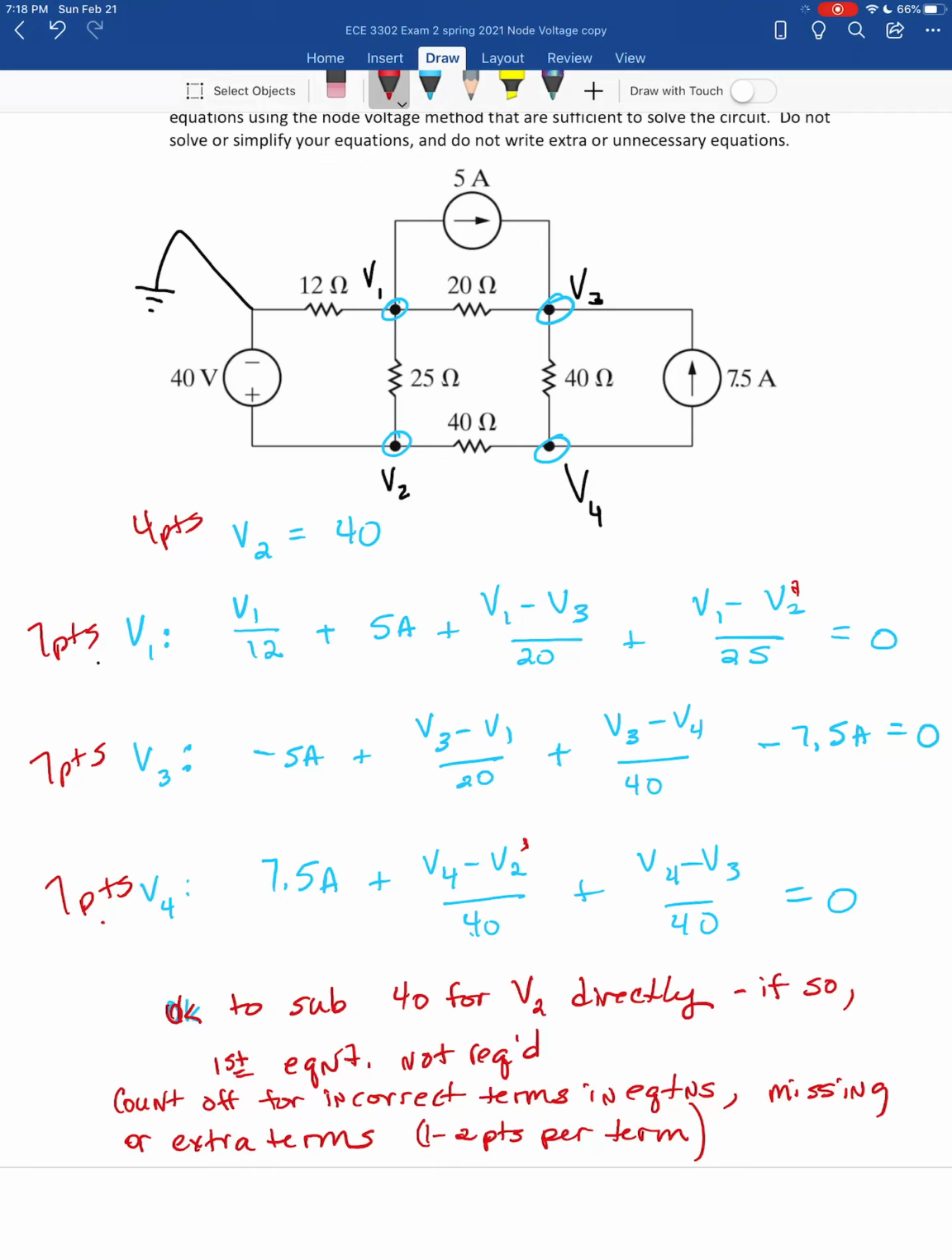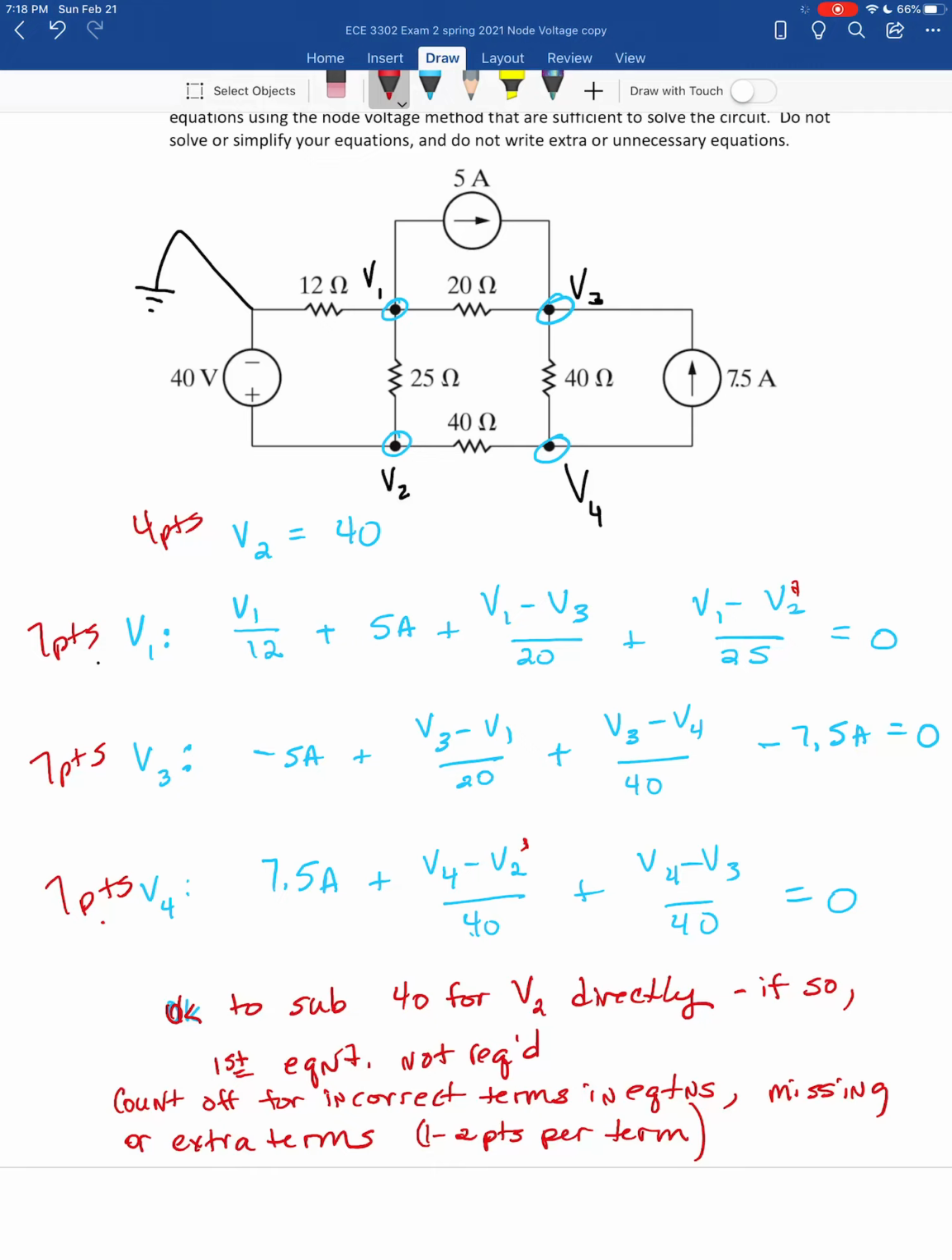If you had missing terms or sign errors in your terms, or one of the particular equations was incorrect, we looked at counting off about 1 to 2 points per term. So in other words, if you missed the 5 amps here, then we would count a couple of points off for that equation being incomplete. If you just missed the ballpark completely and didn't actually write node equations or didn't understand how to write node equations, I mean, I had people doing stuff like writing an equation for node 1 and putting V2 minus V4 over 40, which is completely irrelevant in node 1.